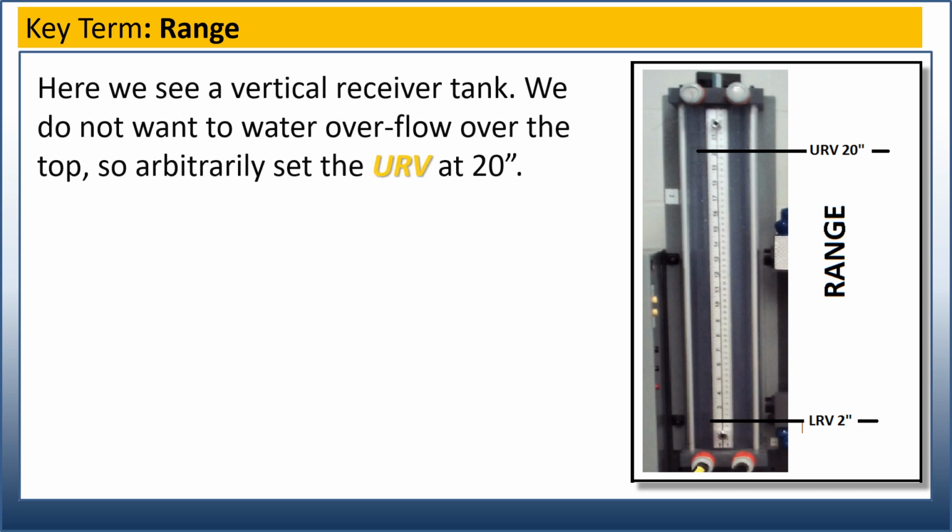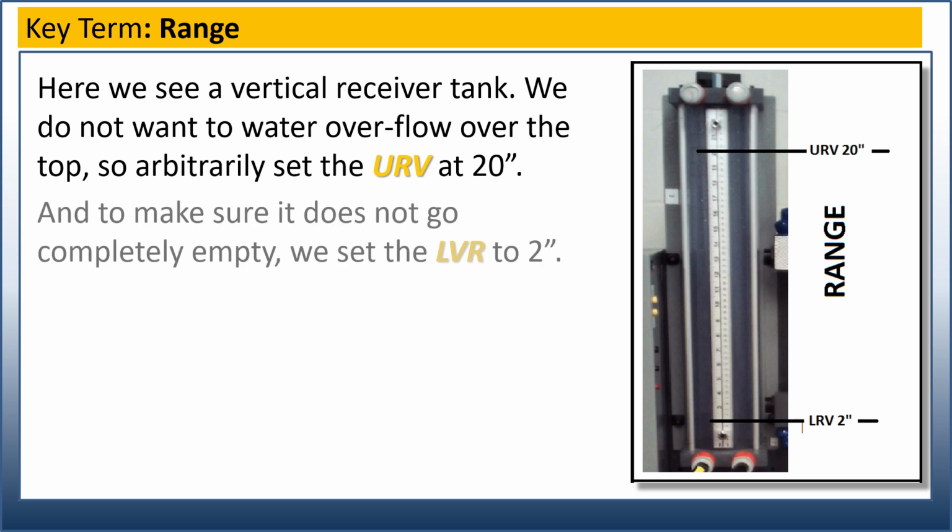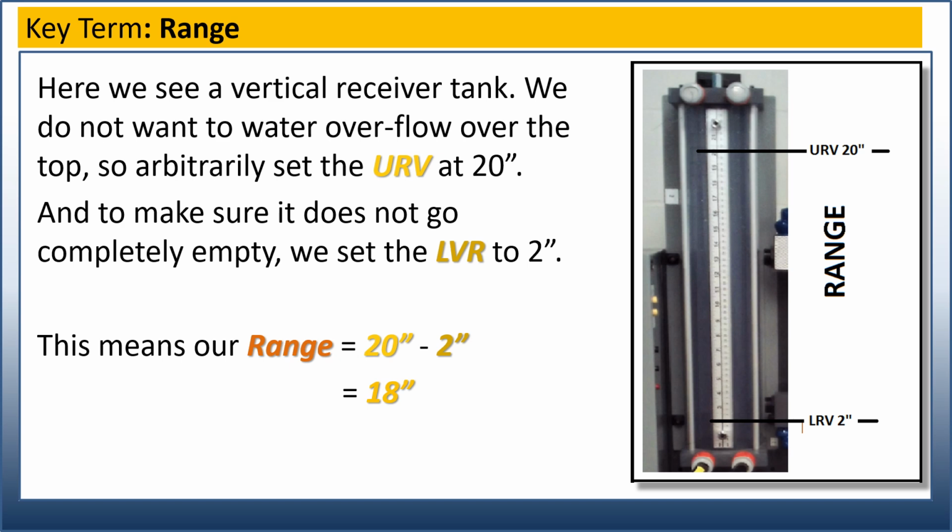Here we see a vertical receiver tank. We do not want the water to overflow over the top, so we arbitrarily set the upper range value at 20 inches. And to make sure it does not go completely empty, we set the lower range value to 2 inches. This means our range is 20 minus 2 for 18 inches.